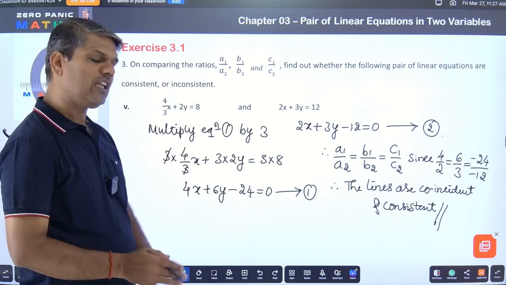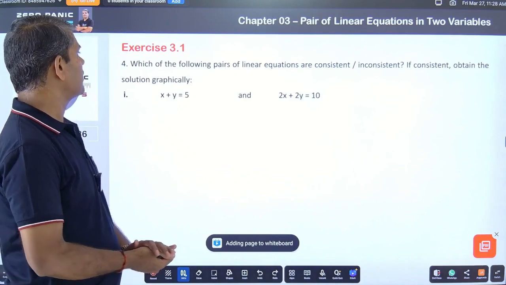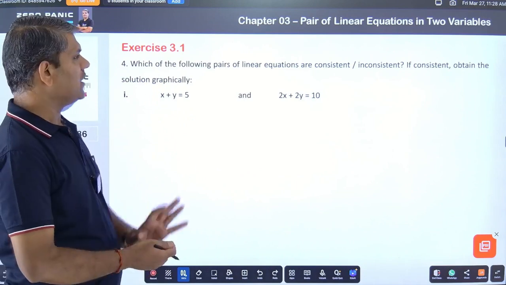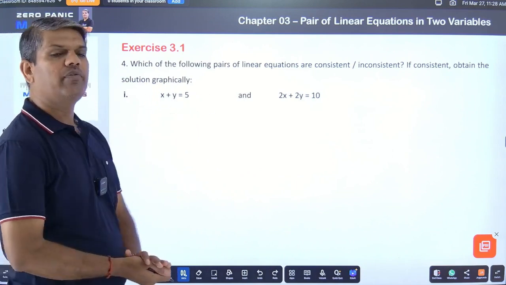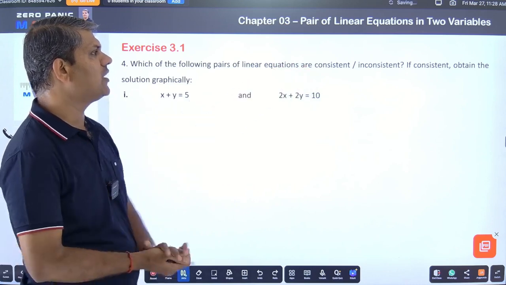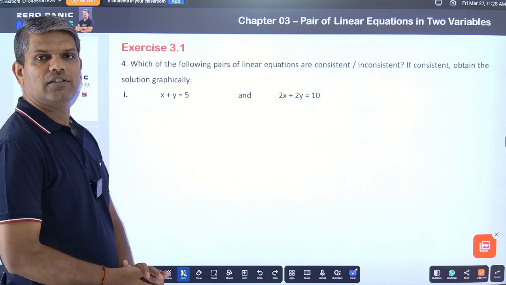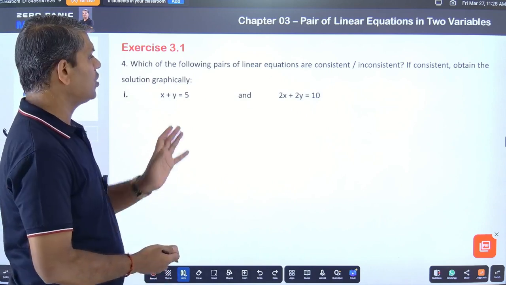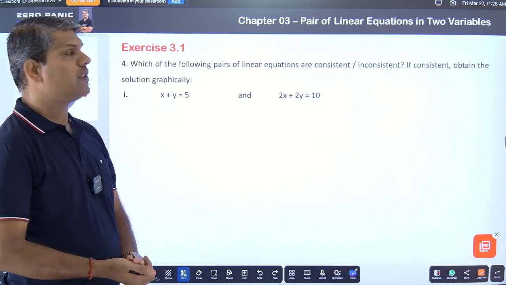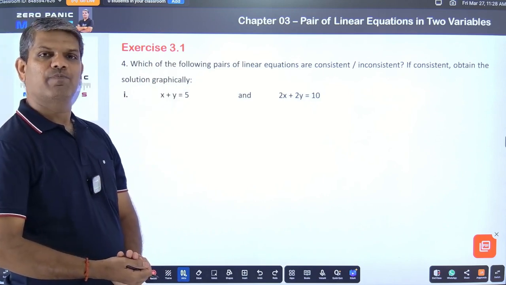Done. Let us move to the next set of questions. The fourth set of questions is a little bit different. We need to find out whether the equations are consistent or inconsistent, and if consistent, then we have to draw the graph to identify the solutions. Let us discuss the remaining questions from exercise 3.1 in the next session. Thank you.